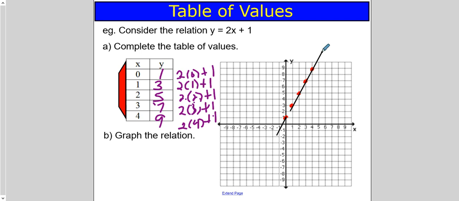So we have this nice straight line that goes through all of our points. And that shows us that we have a linear relation, which is what we expected anyways. Of course, because looking at this function, y equals 2x plus 1, we could see right away, since it's degree 1, that we were expecting to get a straight line.